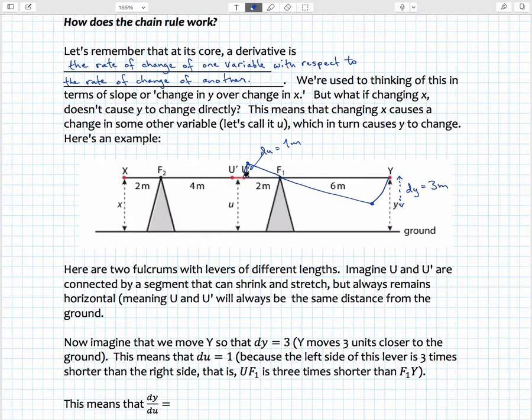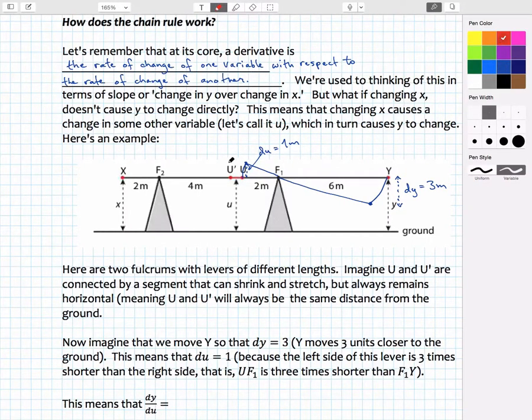Now, I want to talk about this. I didn't explain this before. U and U dash, we're going to imagine that these 2 points are connected by a segment. And this segment is always going to remain horizontal, parallel to the ground. Now, it can shrink or it can stretch. And as this swings up here, our little segment is going to stretch out, because as this swings up this way, this would swing up this way. And that will be our new U dash, and there's our U, capital U for the point.